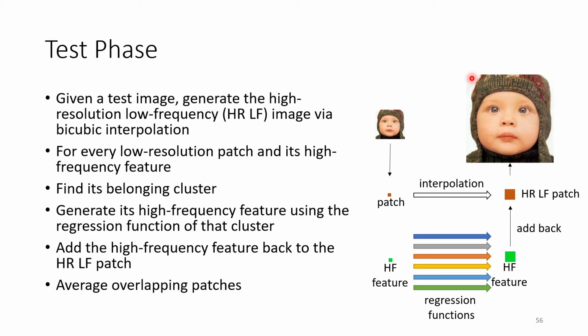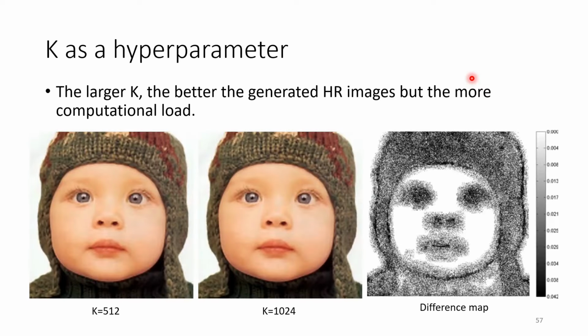There is an important hyperparameter, just the k. For different k, will it generate a different result? Yes, it will. This is an example. When the k is 512, this is the result. And when the k is 1024, which is twice that.